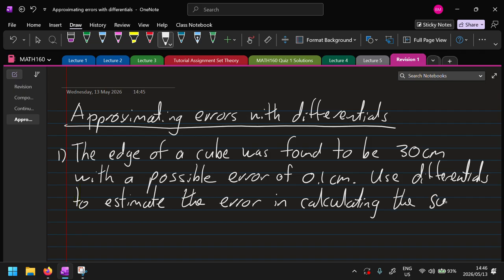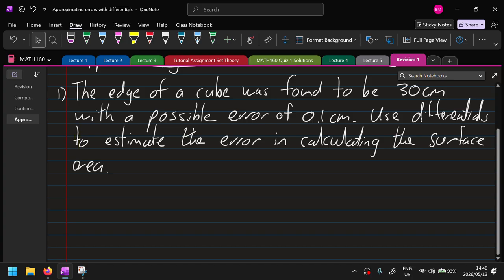Calculating the surface area. Okay, so it's always similar to this word problem here. So we want the surface area. Let's call it A for area. What's that going to be for a cube? 6x squared.